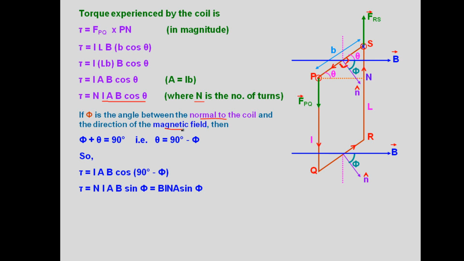So IAB cos(90 minus phi) means sin phi, and hence NIAB sin phi. N is for number of turns, and in place of NIAB, if we write it as BINA, it will be easy to remember. BINA, in the form of this name Bina, we can remember the formula for torque. So the expression for torque on a coil carrying current I, magnetic field B, N number of turns, and area A is BINA sin phi.